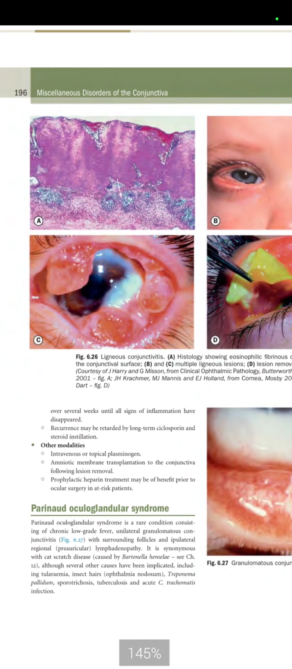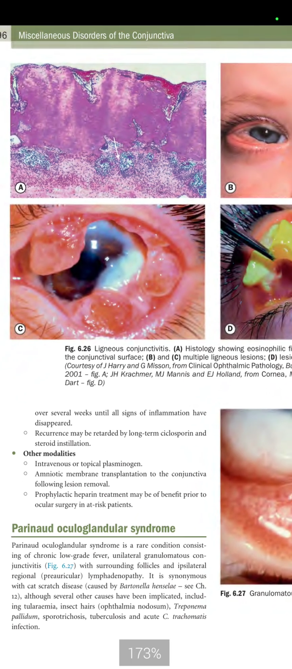So next is Parinaud oculoglandular syndrome. We have read it in the case of follicular conjunctivitis. It causes follicular conjunctivitis. It causes lymphadenopathy. So two things you must remember. Parinaud oculoglandular syndrome is a rare condition consisting of chronic low-grade fever, unilateral granulomatous conjunctivitis. So there will be the conjunctivitis, that will be granulomatous with surrounding follicles, and ipsilateral preauricular lymphadenopathy.